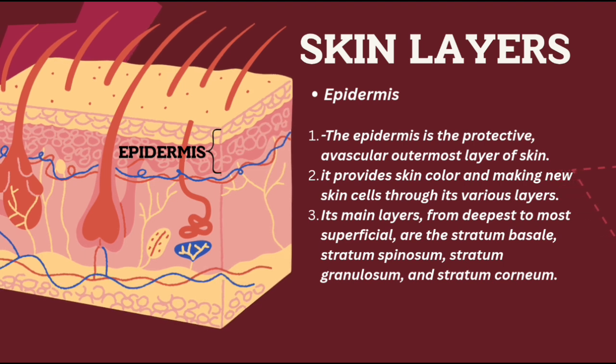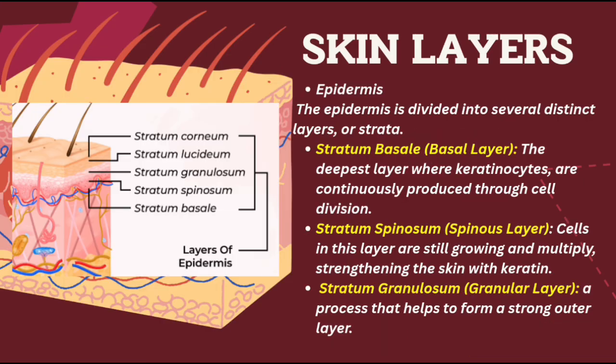Its main layers, from the deepest to the most superficial, are the stratum basale, stratum spinosum, stratum granulosum, and stratum corneum. The epidermis is divided into several distinct layers of strata. Firstly is the stratum basale, the deepest layer, where keratinocytes are continuously produced through cell division. Second, the stratum spinosum, or the spiny layer. Cells in this layer are still growing and multiplying, strengthening the skin with keratin. Third, we have the stratum granulosum, the granule layer, a process that helps to form a strong outer layer.